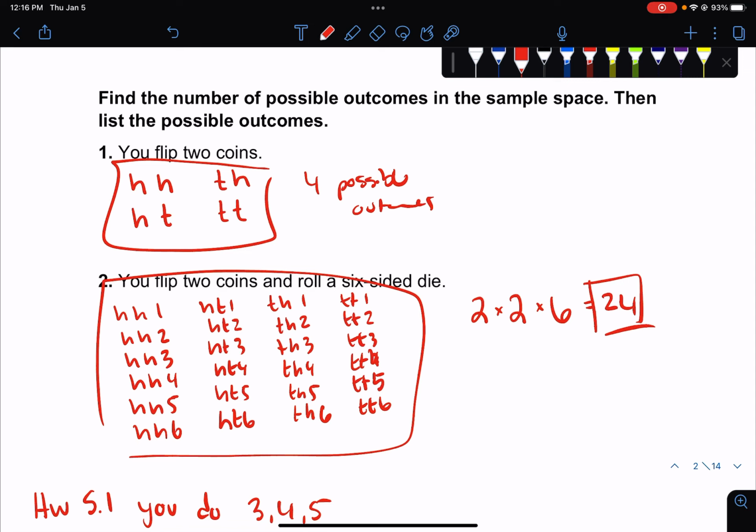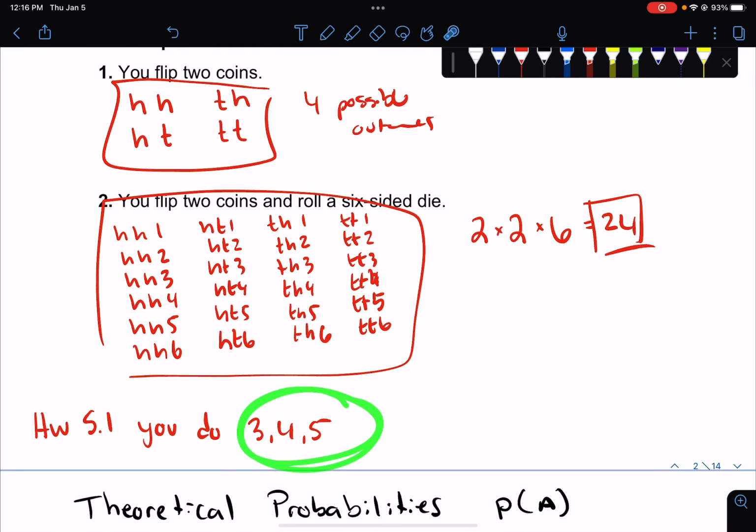All right, as far as the homework goes, if you want to stop right now and turn to the homework problems from 5.1, what we just did looks like number 3, number 4, and number 5 on the homework. You can stop right now and go ahead and do those 3 problems, or you can move on to the next video, keep taking notes, and do all of the problems at the end.